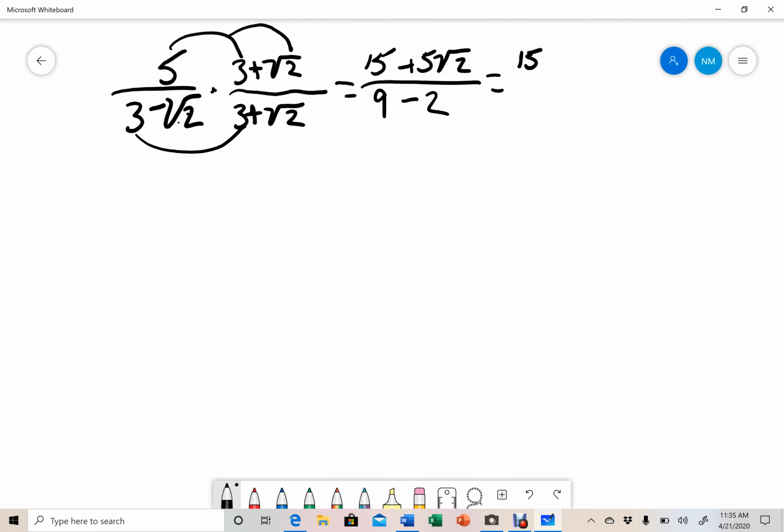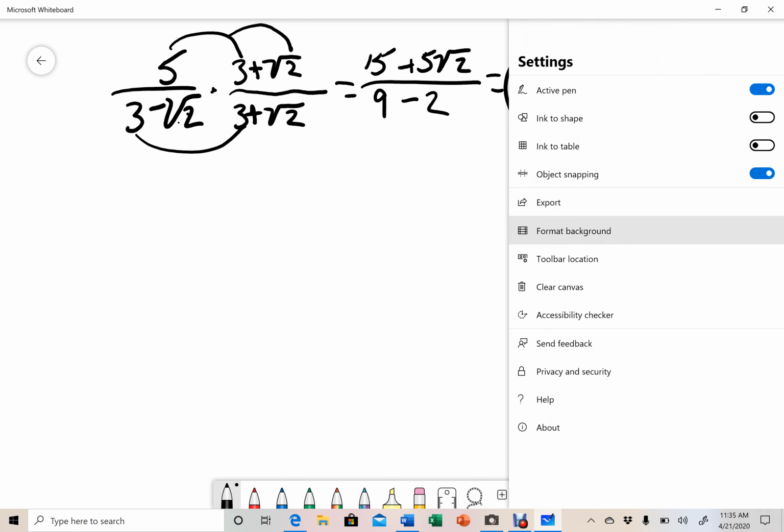So this remains as 15 plus 5 square root of 2 over 9 minus 2, which is 7. And this then is my answer for this problem. So remember, when we're rationalizing a denominator that has two terms, we have to multiply it by the conjugate, and then you simply multiply each term by each term to get your answer. So that is number 15.